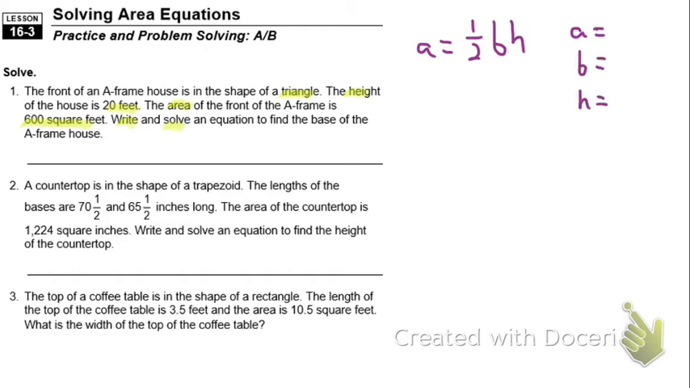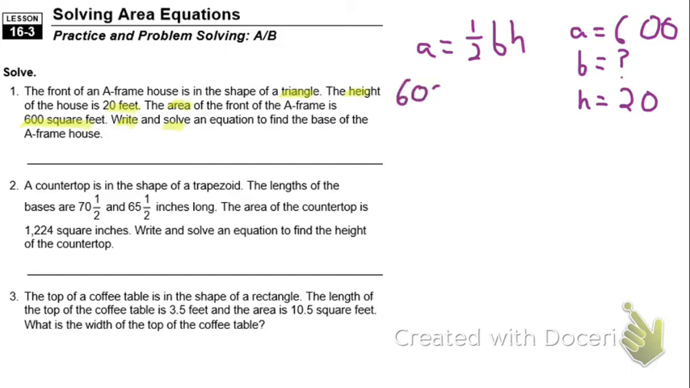All right, in this case, it's a bit different. They've already given us the area, which is 600 square feet. And they've also given us the height, which is 20. They're asking us to determine the base. So we have all the values. Let's plug those into the formula.